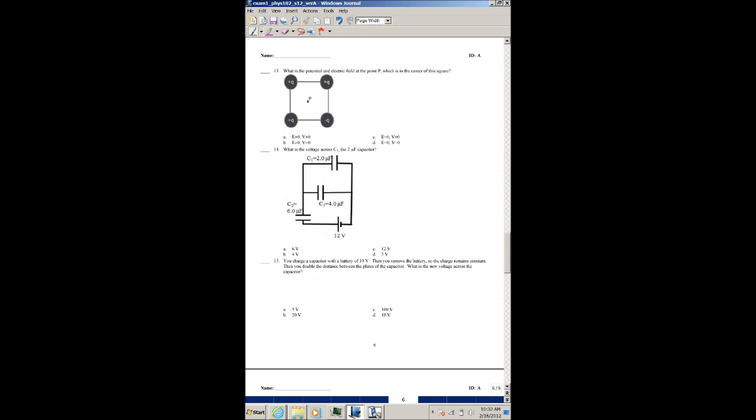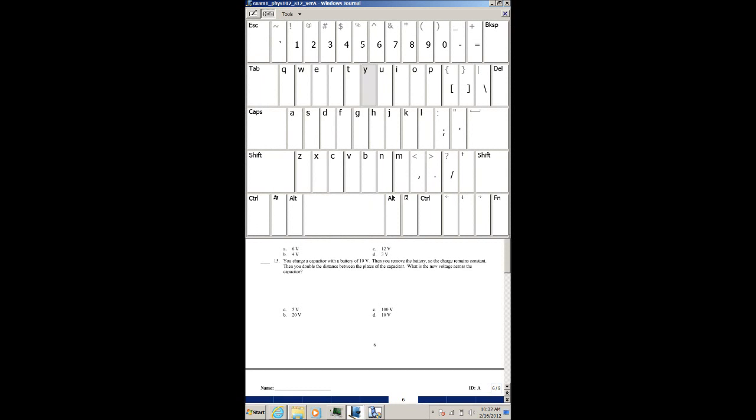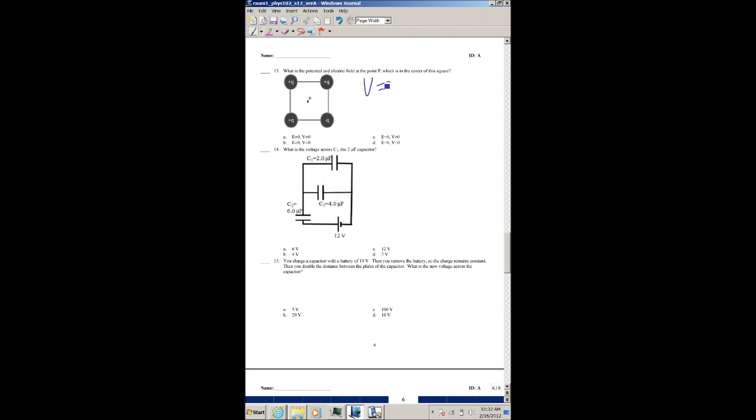What is the potential in an electric field at a point P, which is in the center of this square? Alright, we have 3 positive charges and 1 negative charge. So I know that my potential is not equal to 0.